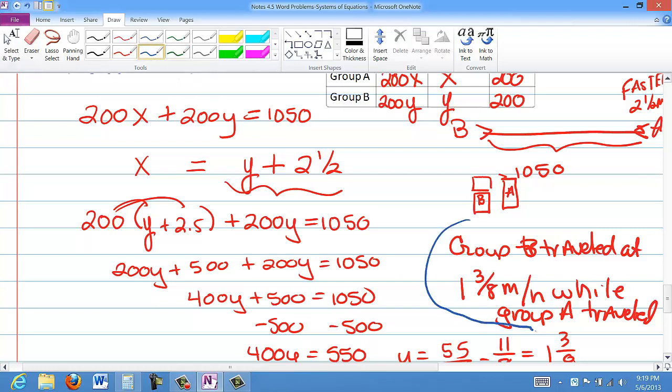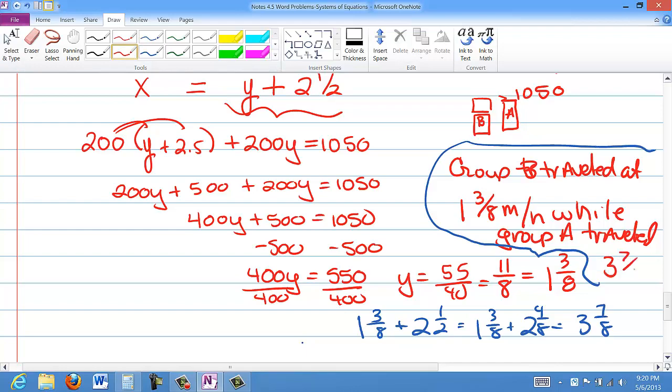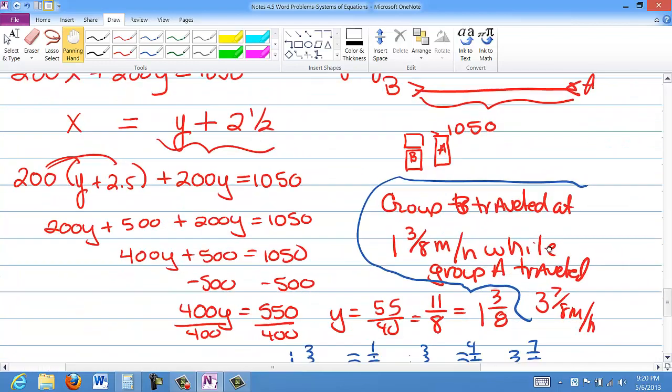So here's my sentence. Kind of messed up here. A little tight. So the idea is, if it's 1 3/8 for the one group and the other group was 2.5 more, I'm going to take 1 3/8 plus 2 1/2. My common denominators, I get 1 3/8 plus 2 4/8. So the other group is 3 7/8 miles per hour. So group A traveled 3 7/8 miles per hour. Oops. Slide that back up here.